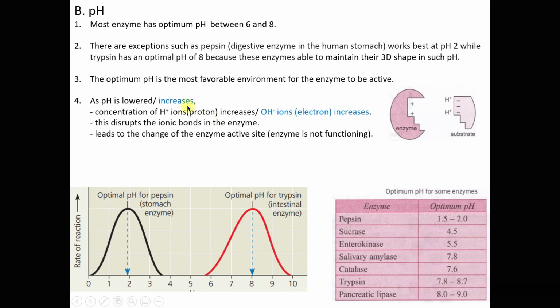Now, when pH is being lowered, meaning further lower than 6, like 5, 4, or 3, what happens? The concentration of hydrogen ions increases. A more acidic environment has more hydrogen ions or protons. So this high number of hydrogen ions in the environment will disrupt the ionic bonds in the enzyme active sites.